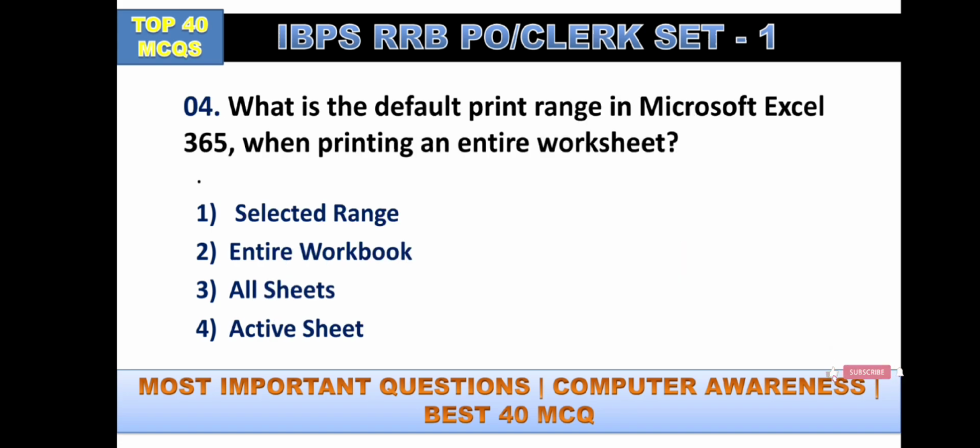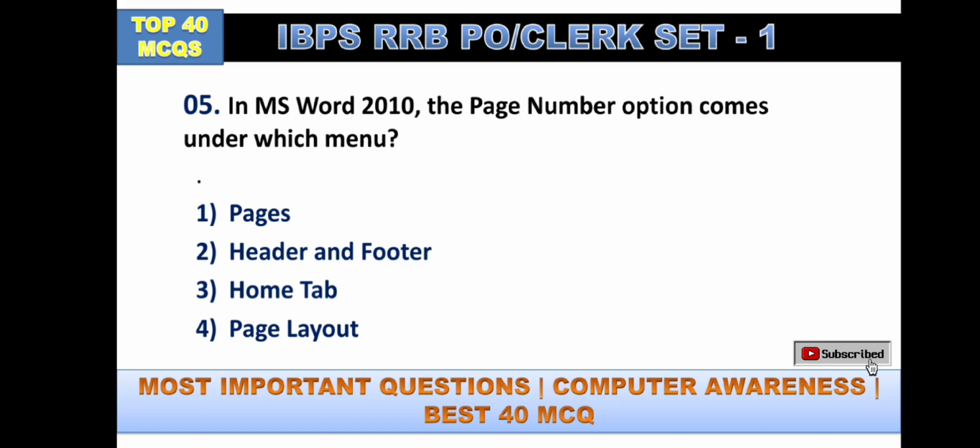What is the default print range in Microsoft Excel 365 when printing an entire worksheet? It means when we are printing the full worksheet, we are printing the current active sheet. So here the answer is option number 4, the active sheet. Okay. In MS Word 2010, the page number option comes under which menu? As we have seen in the previous videos also, page number comes under the header and footer section.